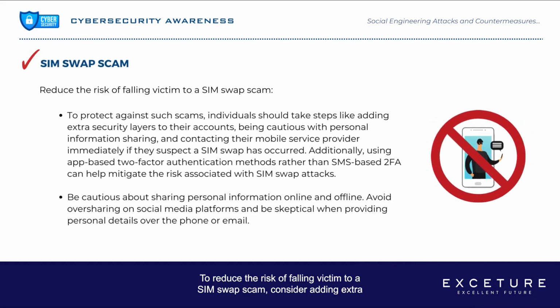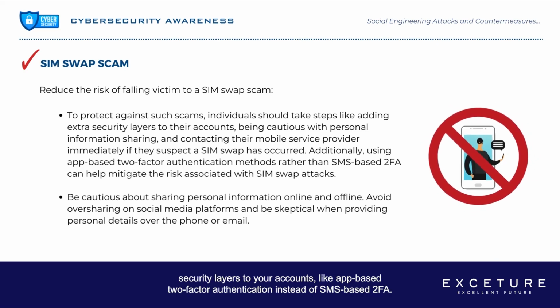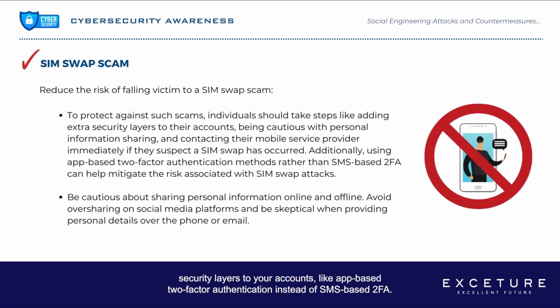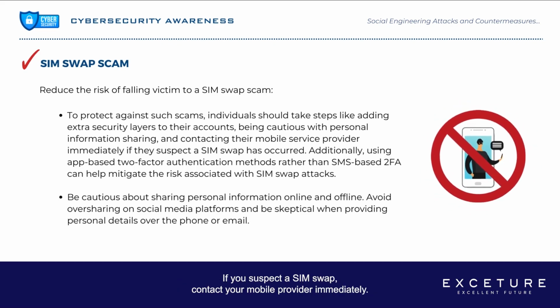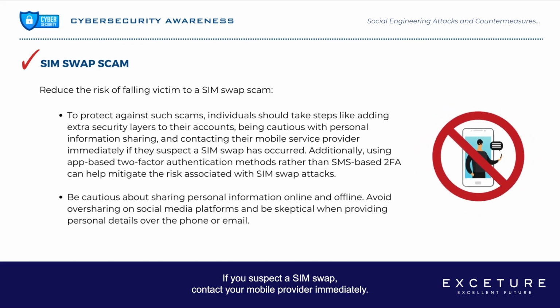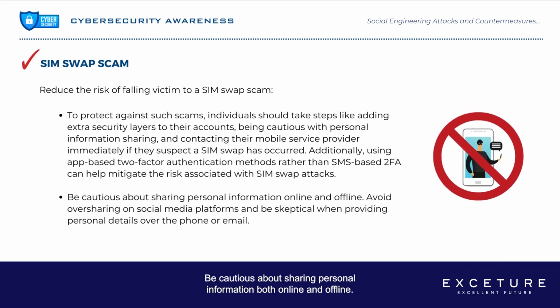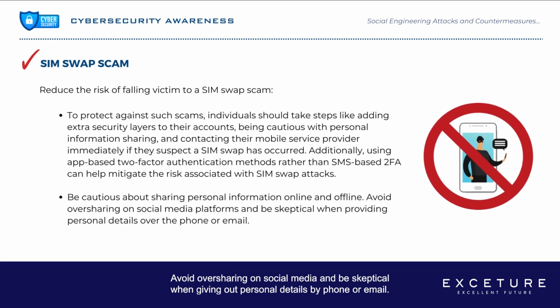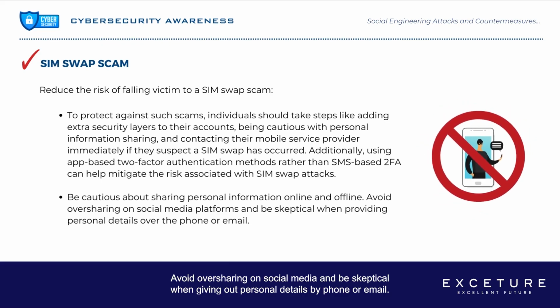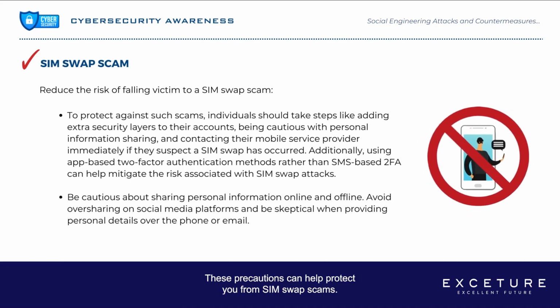To reduce the risk of falling victim to a SIM swap scam, consider adding extra security layers to your accounts, like app-based two-factor authentication instead of SMS-based 2FA. If you suspect a SIM swap, contact your mobile provider immediately. Be cautious about sharing personal information both online and offline. Avoid oversharing on social media and be skeptical when giving out personal details by phone or email. These precautions can help protect you from SIM swap scams.